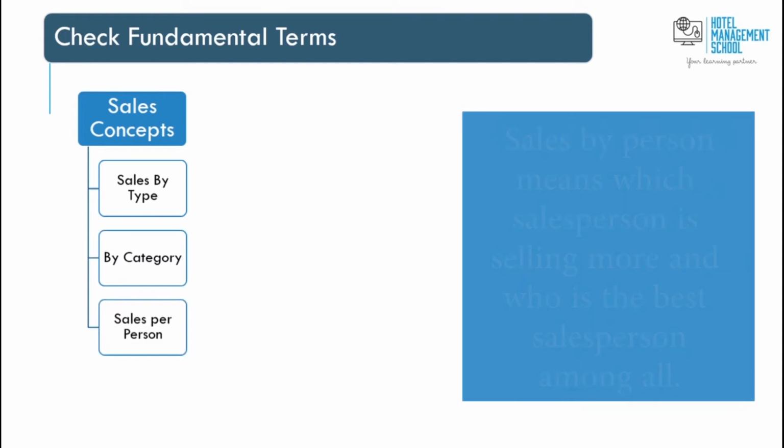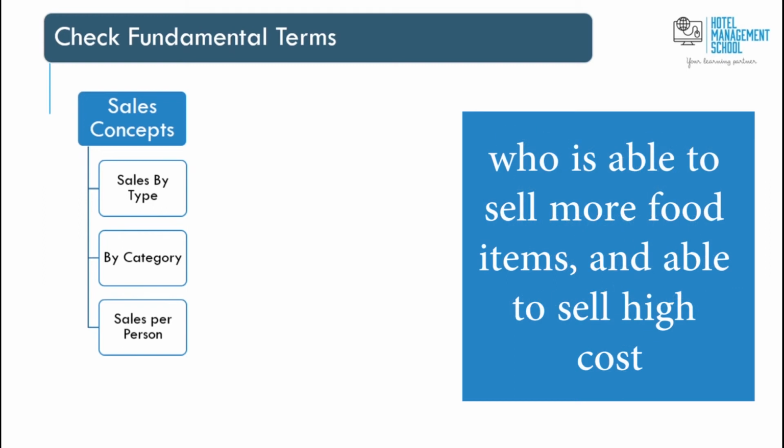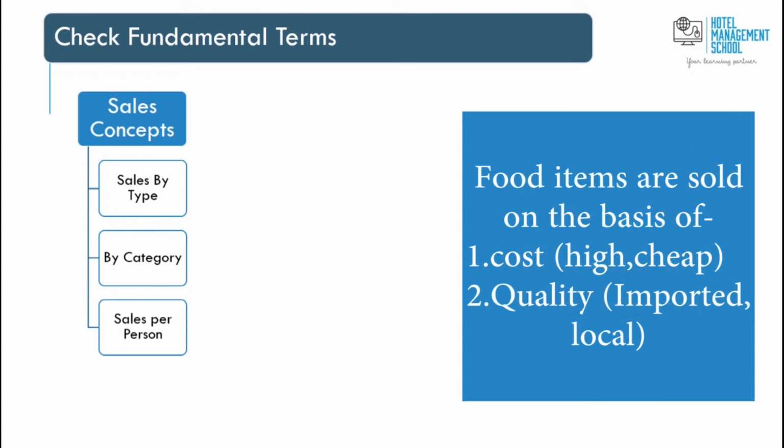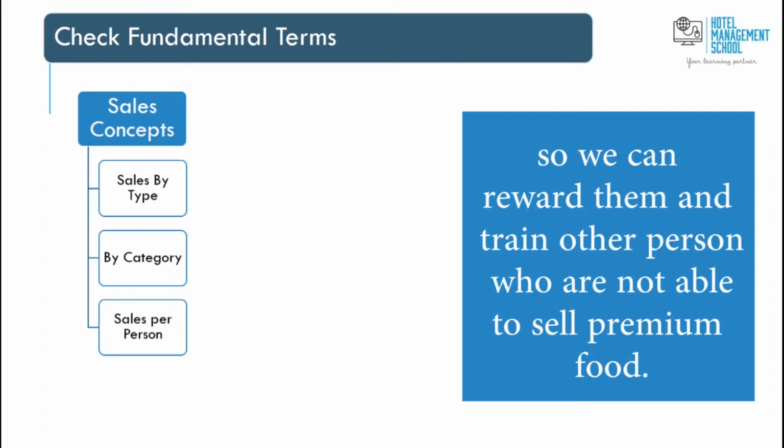Sales per person means, let's say you have three servers, who is doing the most sales? Because all of them are going to take the orders, correct? You want to understand who is the better salesperson, who is able to sell more beverages, who is able to sell the high cost food items. In the food items you have different types of menu: cheaper ones, expensive ones, imported food items, and local food items. What we are trying to understand with sales per person is who is able to sell the premium food, so that we can reward them and train the other people who are not able to sell the premium foods.